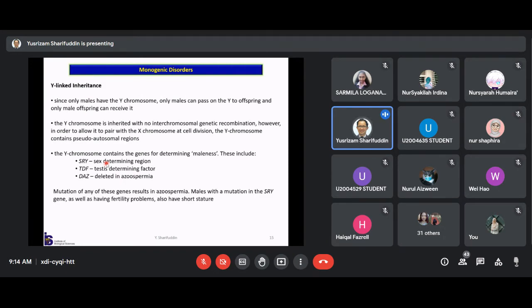Okay, Y-linked inheritance. Since only males have the Y chromosome and only males can pass the Y chromosome to offspring, only male offspring can receive it. So the Y chromosome is inherited with no interchromosomal genetic recombination. Why do you think the Y chromosome does not have genetic recombination? Why doesn't it have recombination? Anyone?